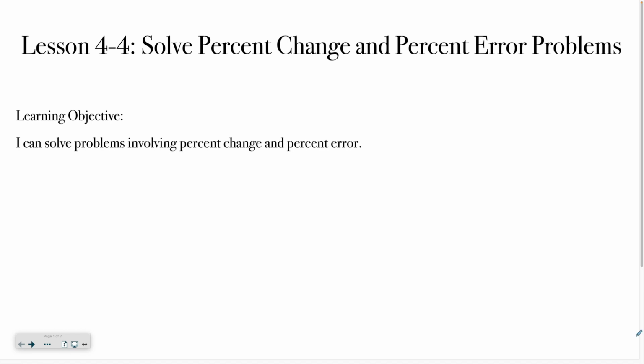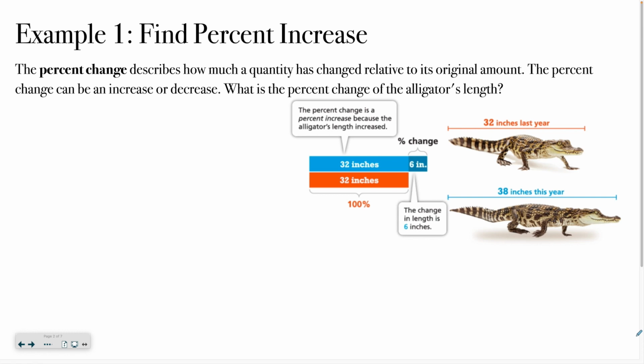percent of error. So the first example we are going to look at involves an increase, and we want to figure out what percent is something increasing by. Okay, and that increase, or in a future example, decrease, we call that a percent change. Okay, so how much something has changed in relation to its original amount.